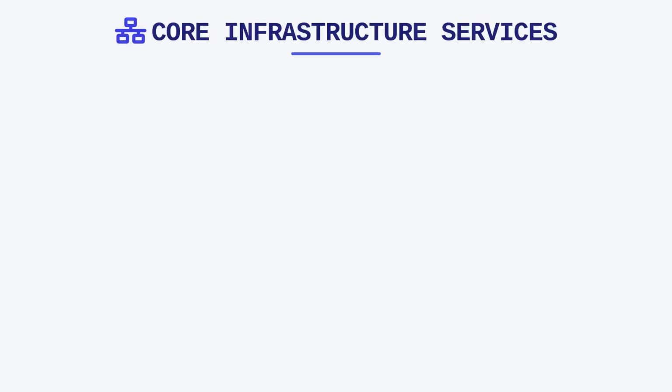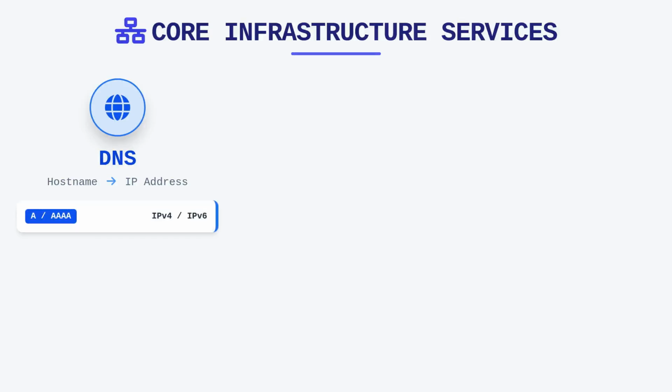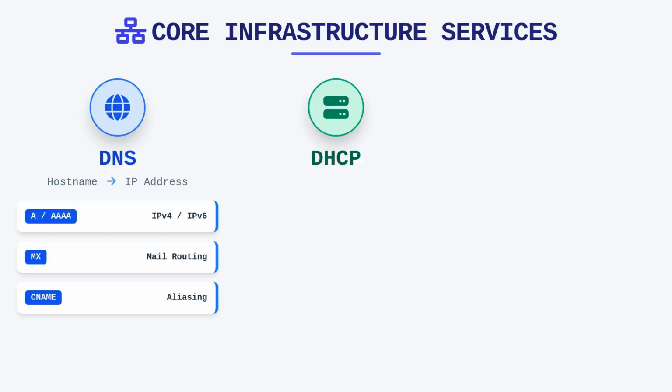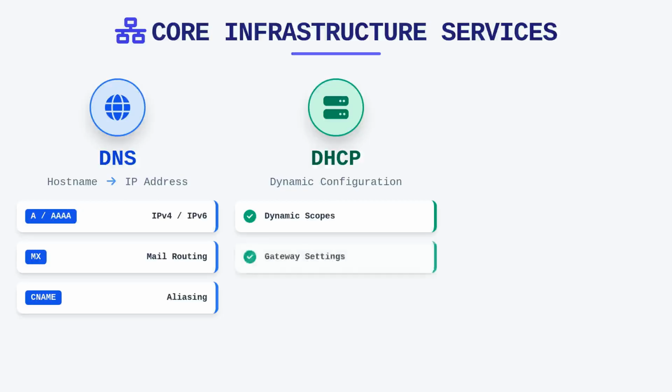Effective network management relies heavily on core infrastructure services that automate the behavior of connected devices. Domain Name System, or DNS, maps human-readable host names to IP addresses, utilizing various record types such as A records for IPv4, AAAA for IPv6, MX for mail routing, and CNAME for aliasing. Similarly, DHCP streamlines network administration by dynamically distributing IP addresses, gateways, and DNS settings via scopes, while allowing for reservations to ensure critical servers always maintain the same address.